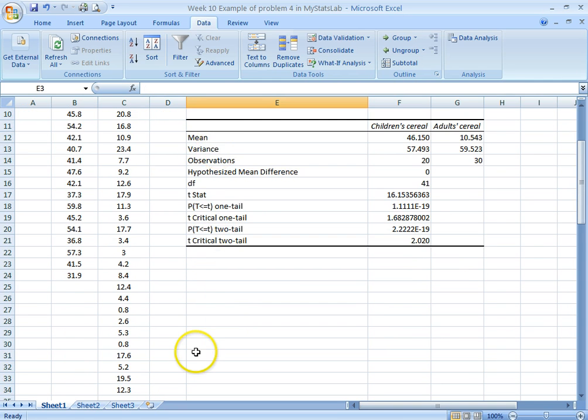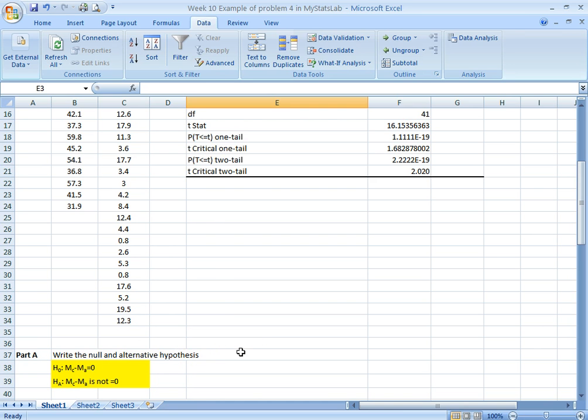So from this we can draw our null and alternative hypothesis. Our null hypothesis will be that there is no mean difference between the children's cereal and the adult cereal. So that means our alternative hypothesis will be that the mean amount of sugar in a children's cereal minus the mean amount of sugar in our adult cereal is not equal to 0, or that they are significantly different.